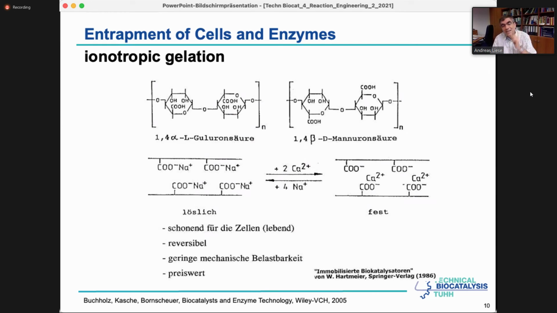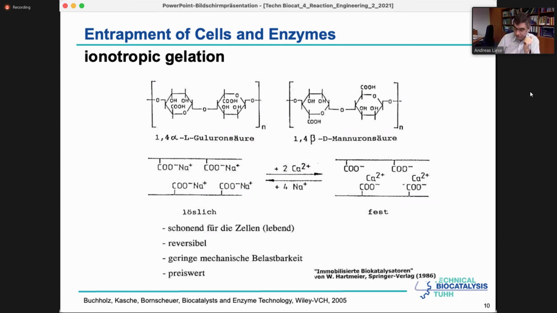Now, if we add calcium ions to this, the sodium ion is monovalent, just one positive charge. The calcium ion is so-called bivalent, so it has two positive charges. And because it has two hands, two positive charges, it will bind two of these polysaccharide strings, in contrast to sodium. Now, if at the time point where we add the calcium, we also have enzyme present in the solution, the enzyme will be trapped between these polysaccharide strings, or the cells. And that is already the trick.